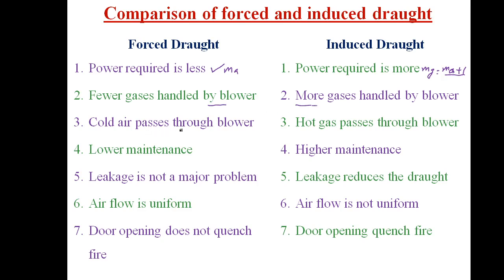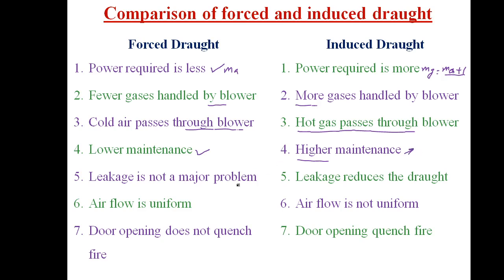The cold air passes through the blower in case of forced draught, but in case of induced draught, hot gases are passed into the blower. So lower maintenance is required for a forced draught because the blower is exposed to low temperature gases, and here it requires higher maintenance because it is exposed to higher temperature, and the gases passing through the blower are going to contain ash particles, and that causes damage to the blower.